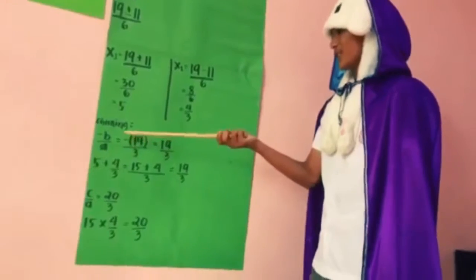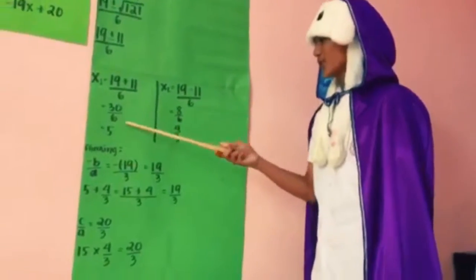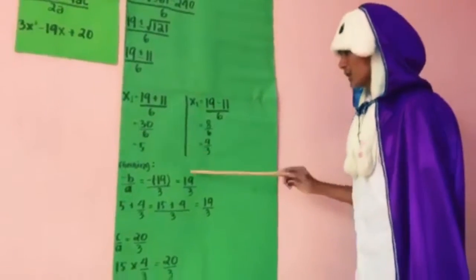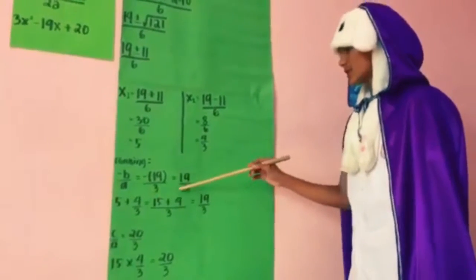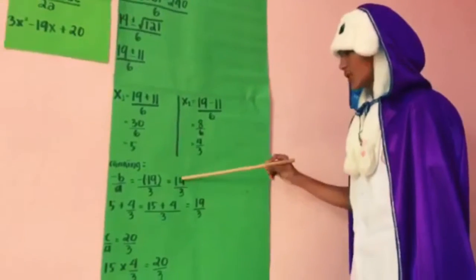And we all know that negative times negative is equals to positive. So 19, then copy 3 because it's the denominator. So 19 over 3.